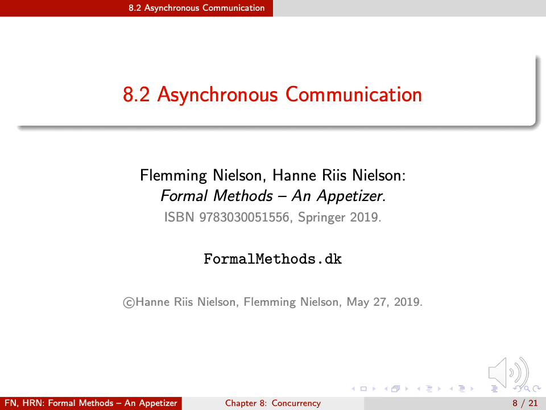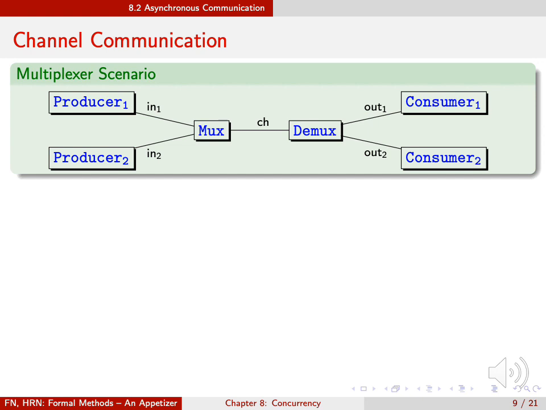We now turn to processes that interact by means of communication over channels rather than using shared variables. Let us consider the example of two producers that want to communicate with two consumers. We would like that producer 1 communicates with consumer 1, and similarly for producer 2 and consumer 2. Communication is by means of a shared channel and a multiplexer and a demultiplexer.